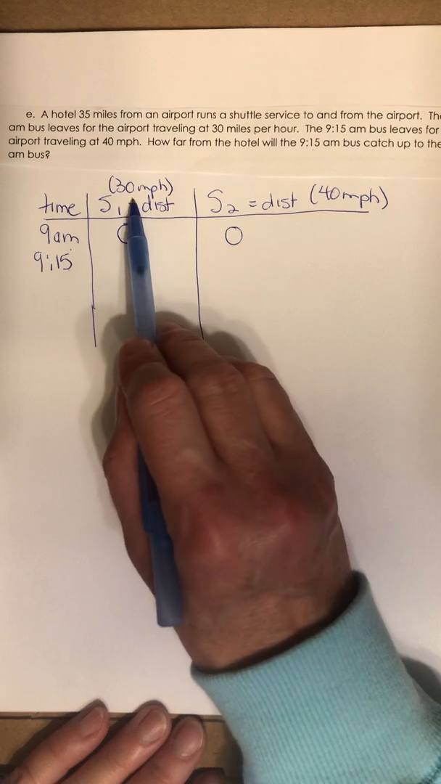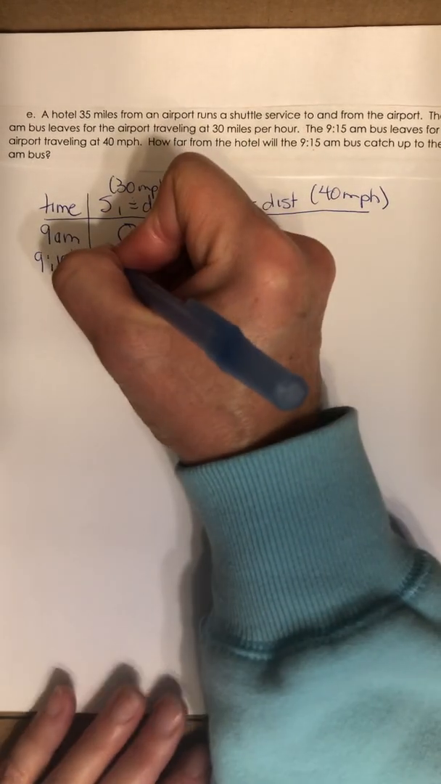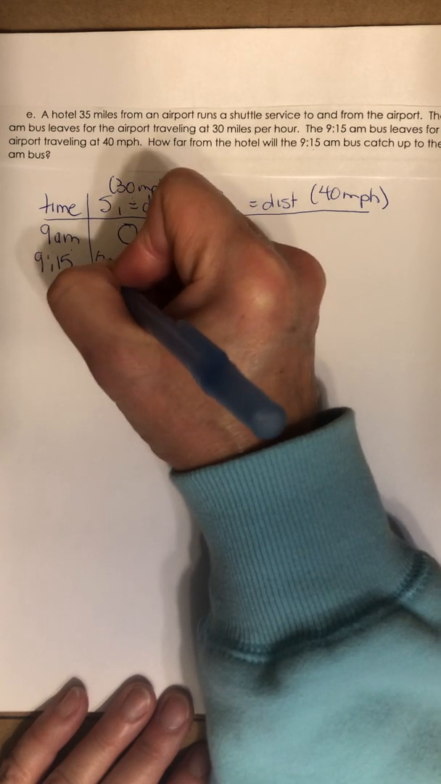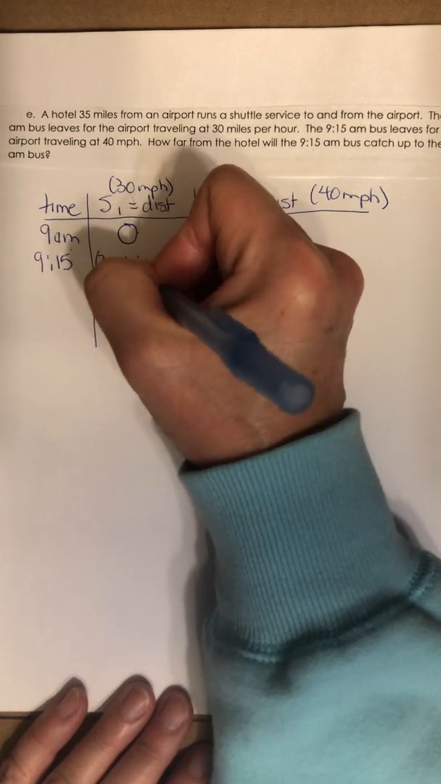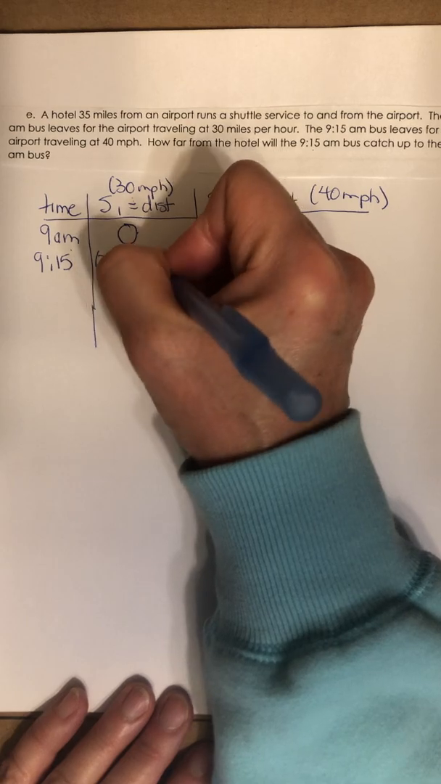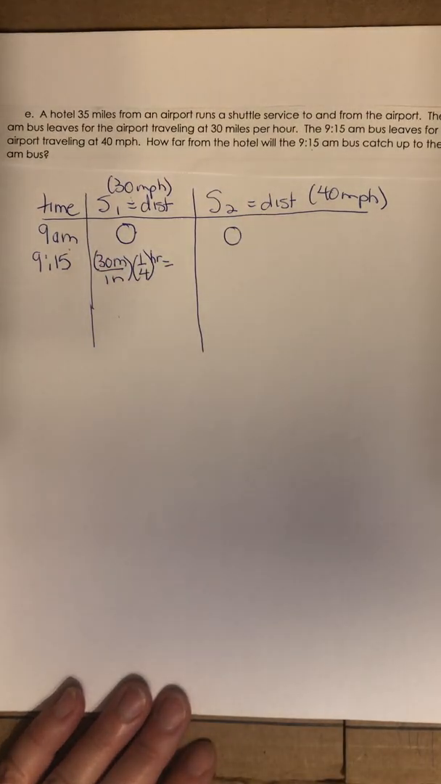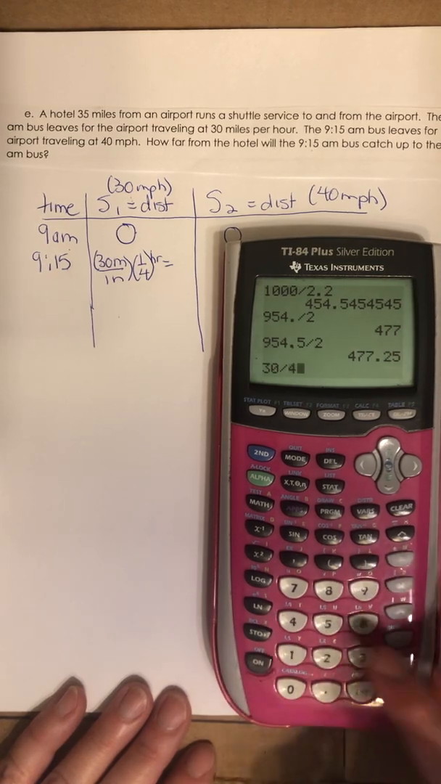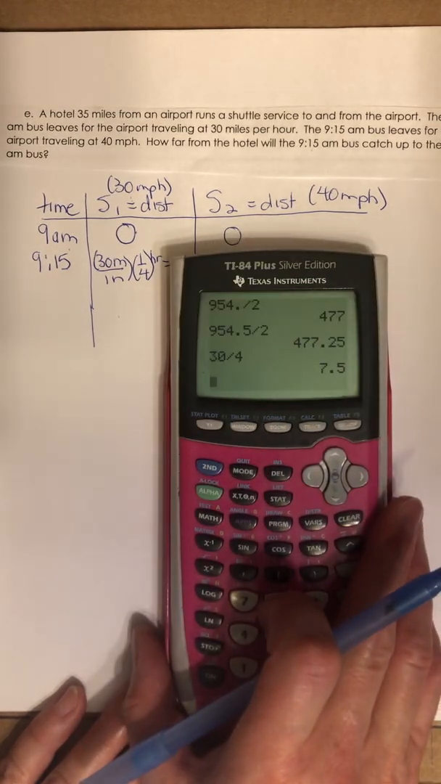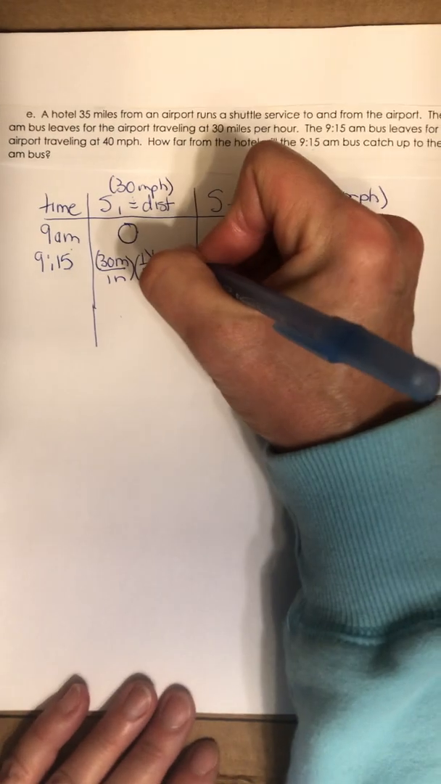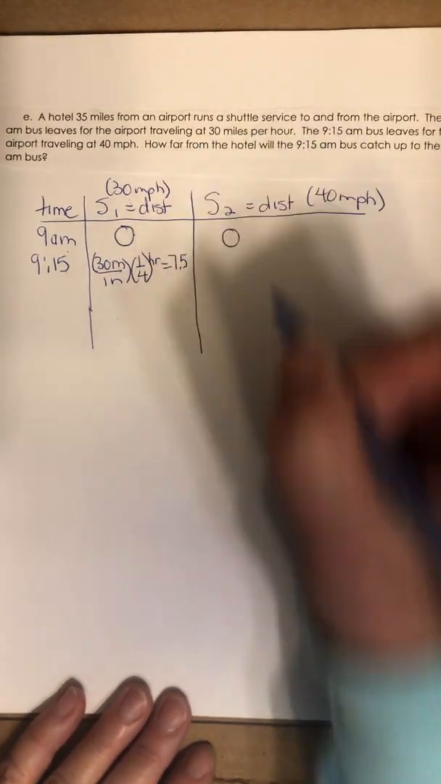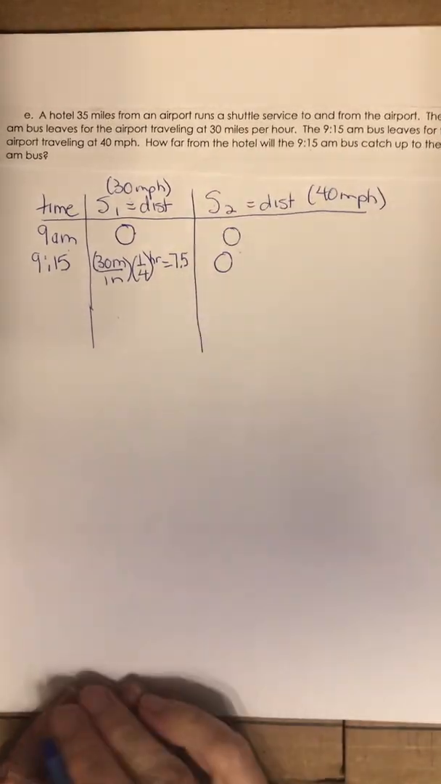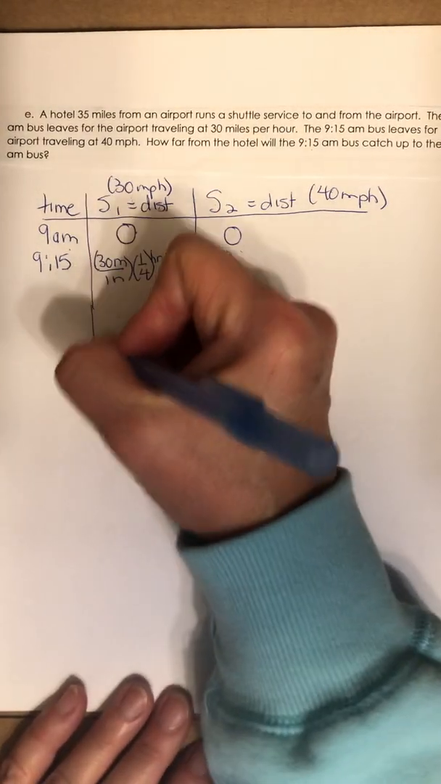How far did the shuttle going 30 miles an hour go? Well, it's going 30 miles in 1 hour, and it's gone 1/4 of an hour, so it made it 1/4 of 30 miles. It has gone 7.5 miles in 15 minutes. The second shuttle hasn't left yet, still at distance 0. Let's go to 9:30.